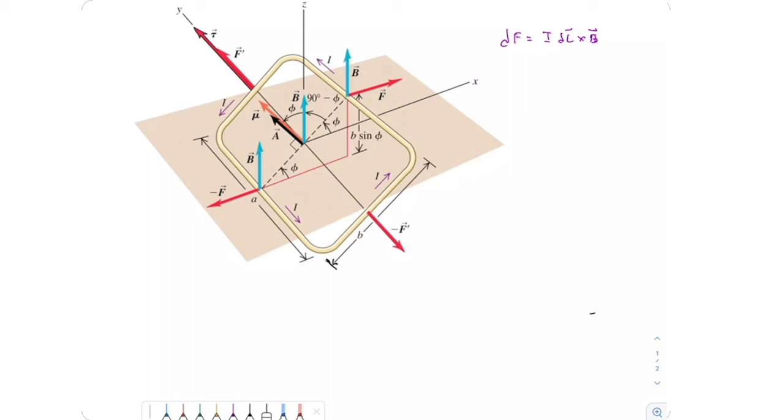Even though each part of the loop has a force on it, the magnetic field is not going to make that loop accelerate in one direction or the other. It's actually going to try to stretch out the loop. Right? So if our wire is not rigid, if this is just a flexible wire, it might get pulled out into a bigger, maybe a circle or something like that. But there's no net force on this loop.